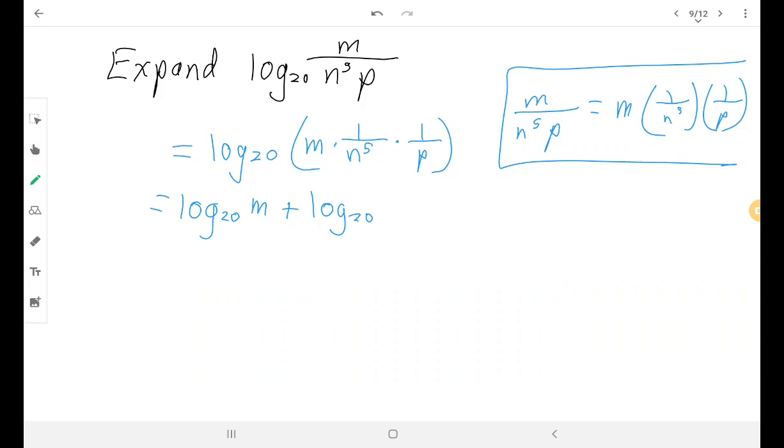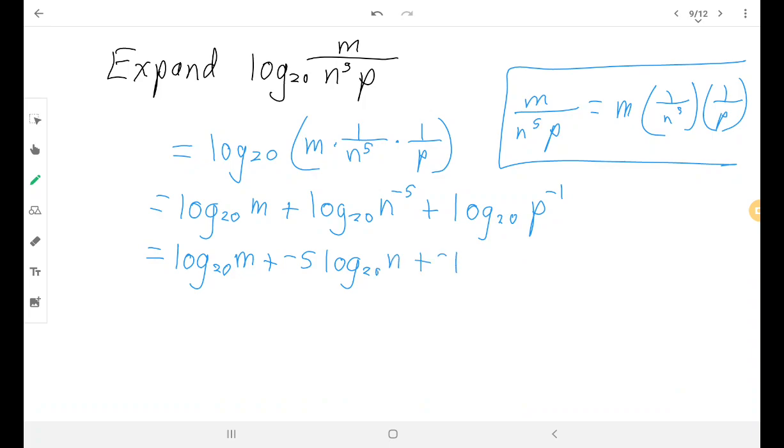the 5th, which is the same as n to the negative 5th, right? The reciprocal of n to the 5th. Plus log base 20 of 1 over p, which is p to the negative 1 power. So then I can move those exponents out to the front and have log base 20 of m plus negative 5 times log base 20 of n plus negative 1 times log base 20 of p.